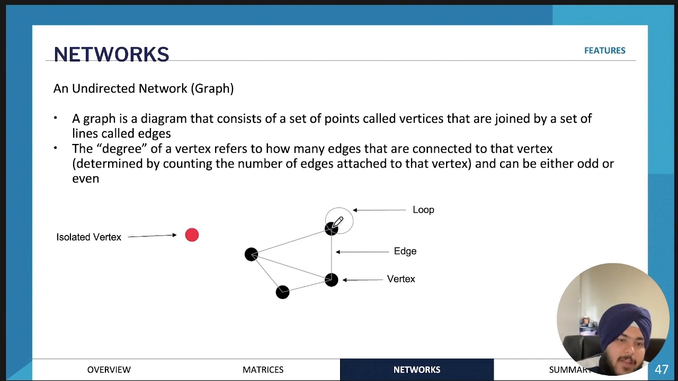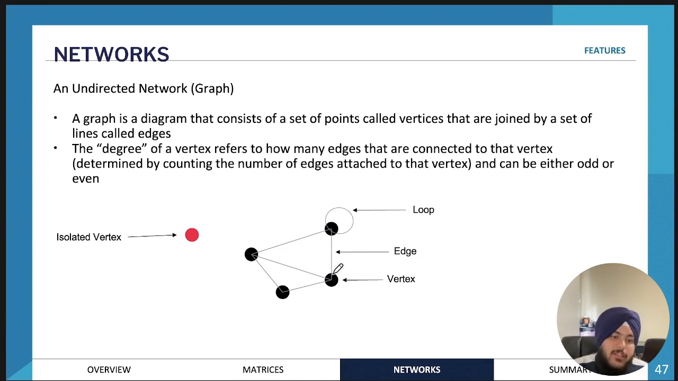And if we have an edge that's connecting one vertex to itself, it's called a loop. And if we have a vertex that's not connected to any of the other vertices in the network by an edge, it's called an isolated vertex. And the thing that we look at for vertices is their degree. So the degree of a vertex just refers to how many edges are connected to that vertex.